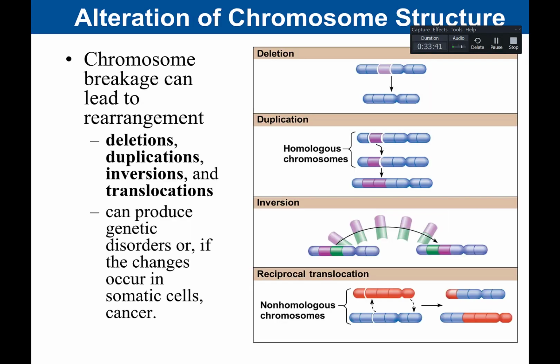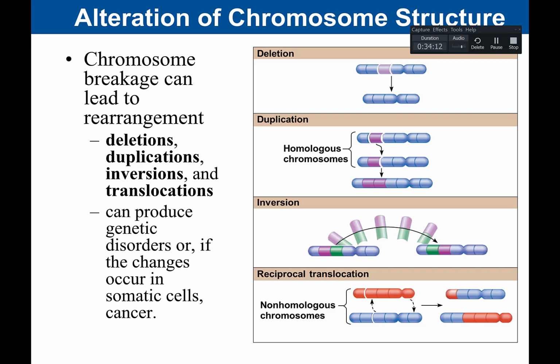In addition to having an alteration in chromosome number, we can also have alteration of chromosome structure. And so chromosome breakage can lead to rearrangement. So if you think about, for example, if we were crossing over, it's possible that there could be mistakes made during this process. One example could be a deletion, where one whole segment of a chromosome gets deleted.